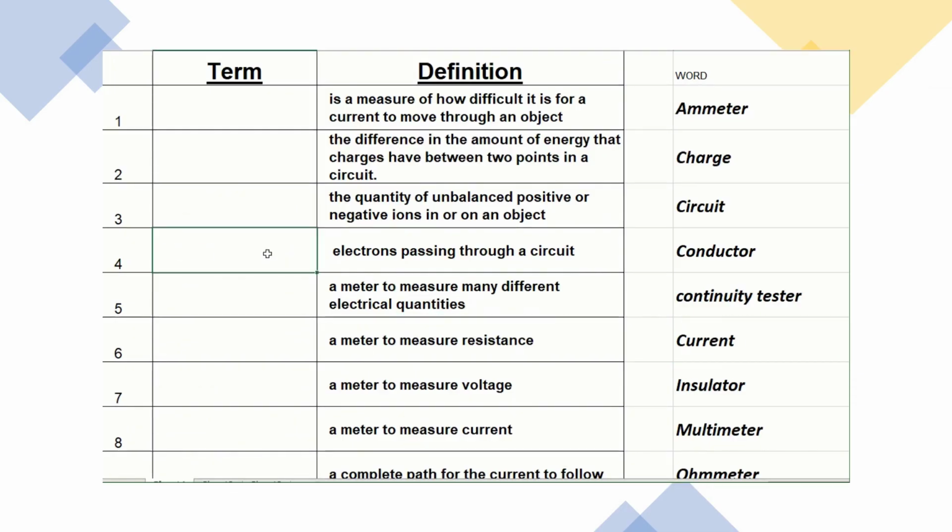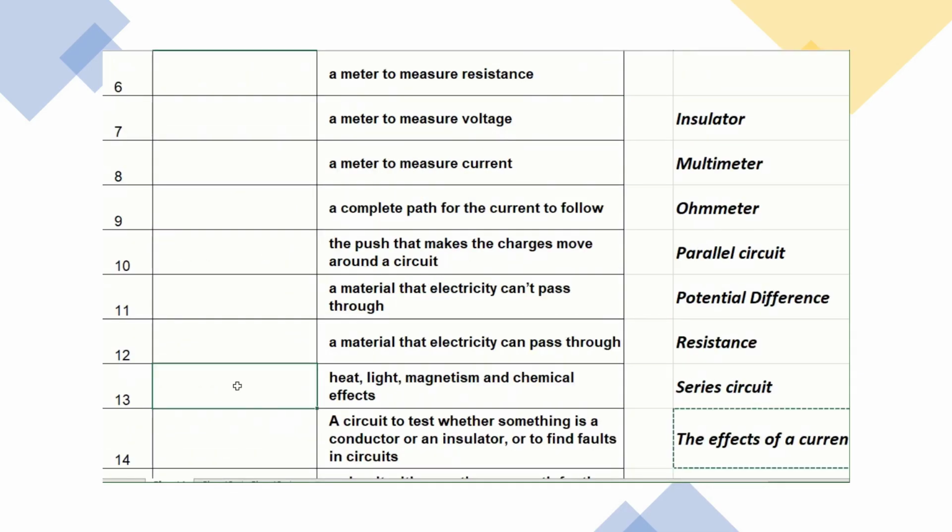Electrons passing through a circuit. The effects of a current: heat, light, magnetism and chemical effects.